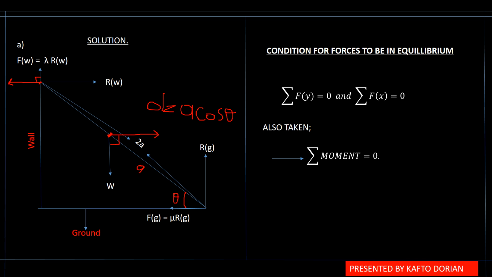And then now the distance about that point is simply what? 2a cos theta. Why am I adding this cos theta?